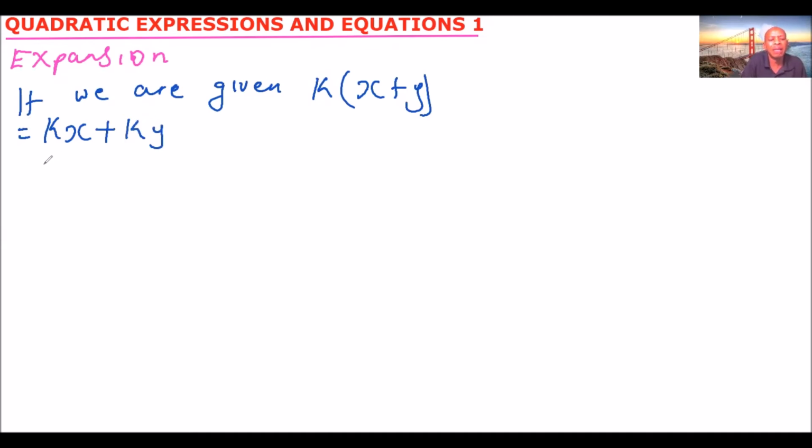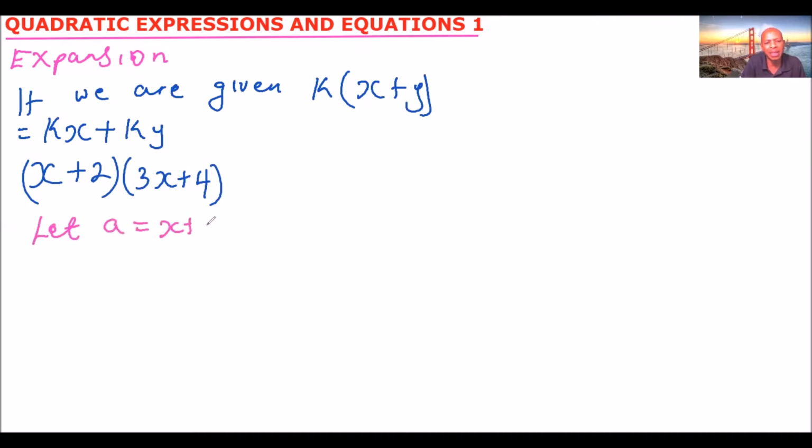So similarly, if we are given a quadratic expression in terms of factors, written like this: (x + 2)(3x + 4). We can expand this following the same principle that we have used up here. And this principle will say, we can say a is equal to x + 2, and therefore we can replace our a with the x + 2. So we have a into bracket 3x + 4, and that will give us the expression.